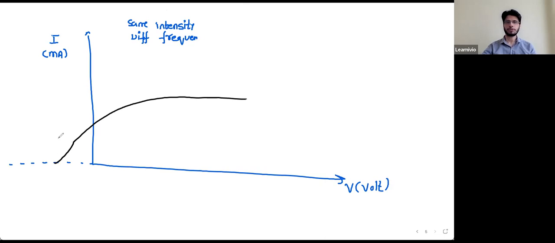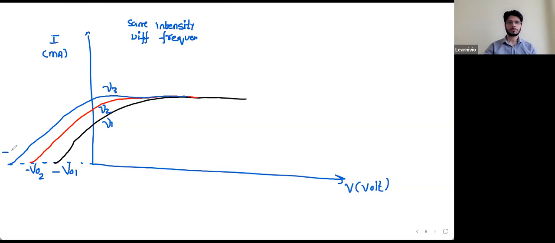If you increase the frequency, stopping potential will increase, but saturation current stays the same. If you do it for the third frequency, stopping potential will increase further, but saturation current remains the same. So for all 3 graphs, the frequency is different. You have different stopping potentials, minus V01, minus V02, minus V03. So your frequency 3 is greater than frequency 2, which is greater than frequency 1.